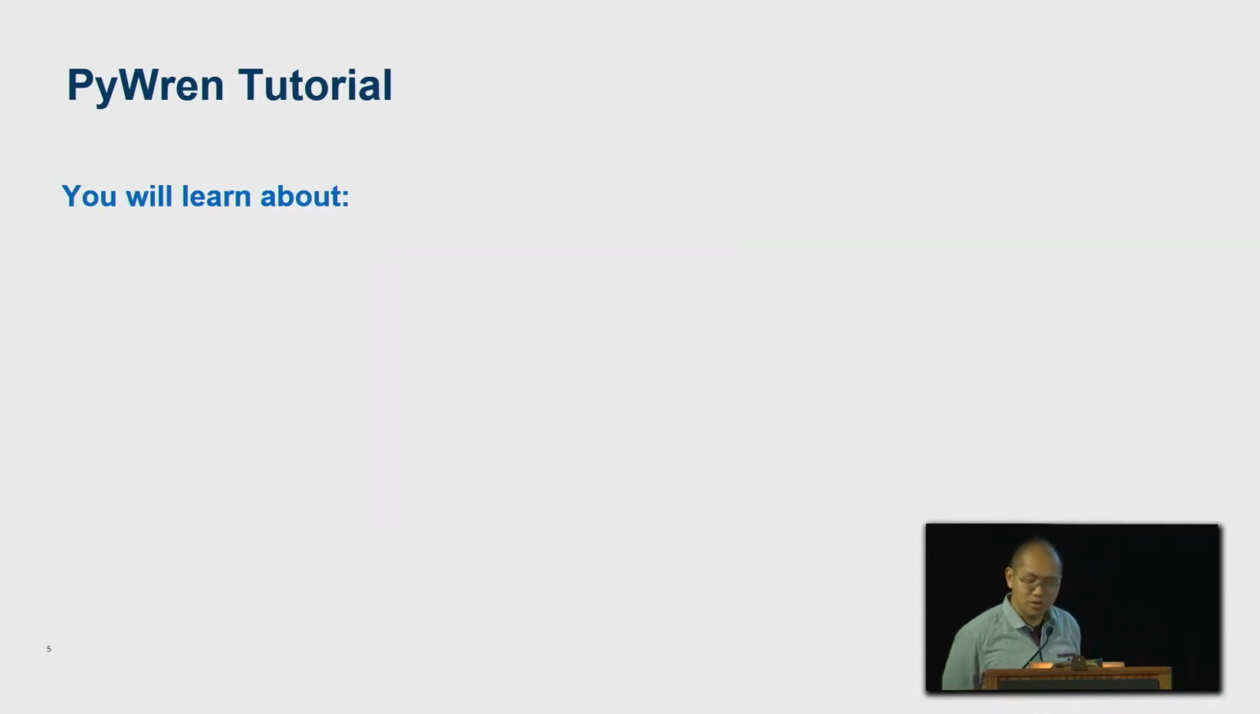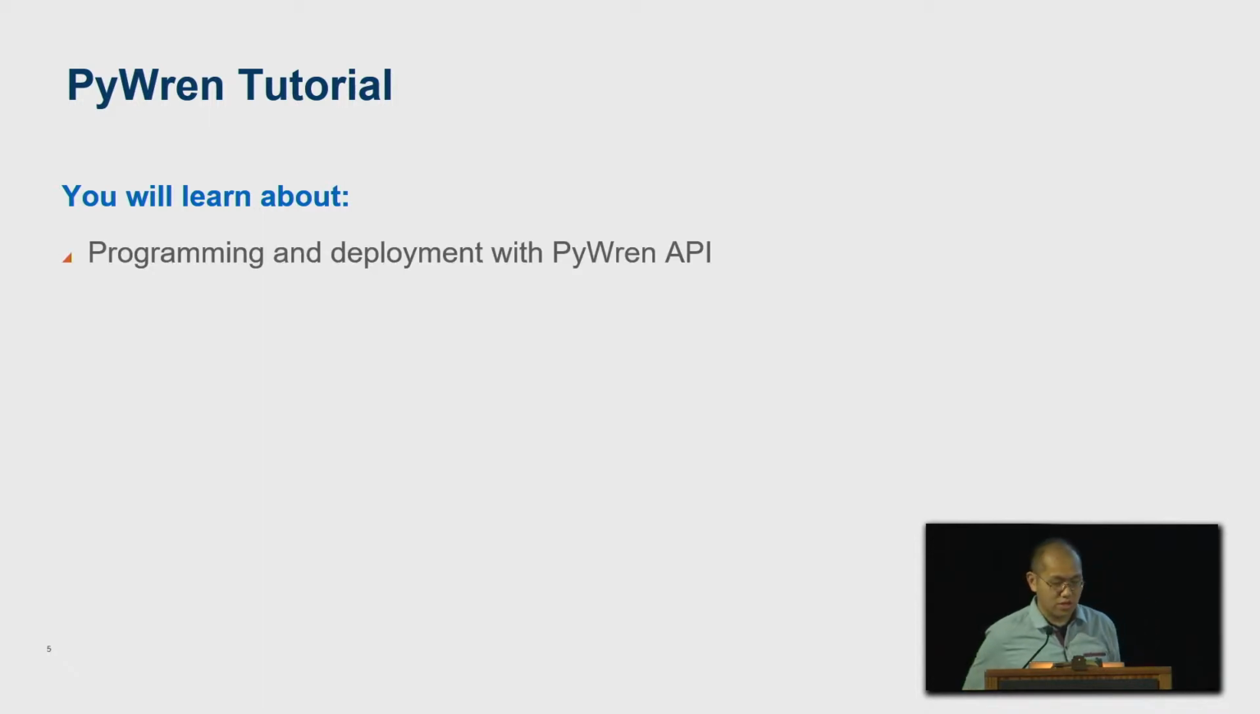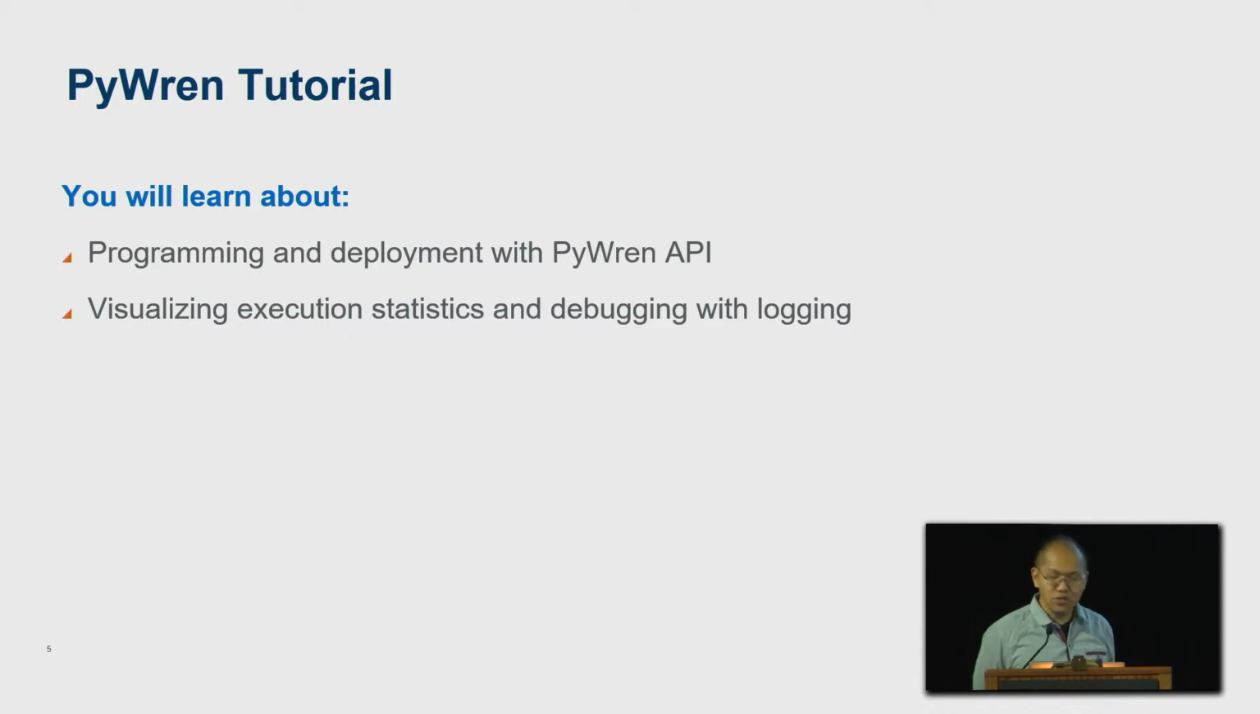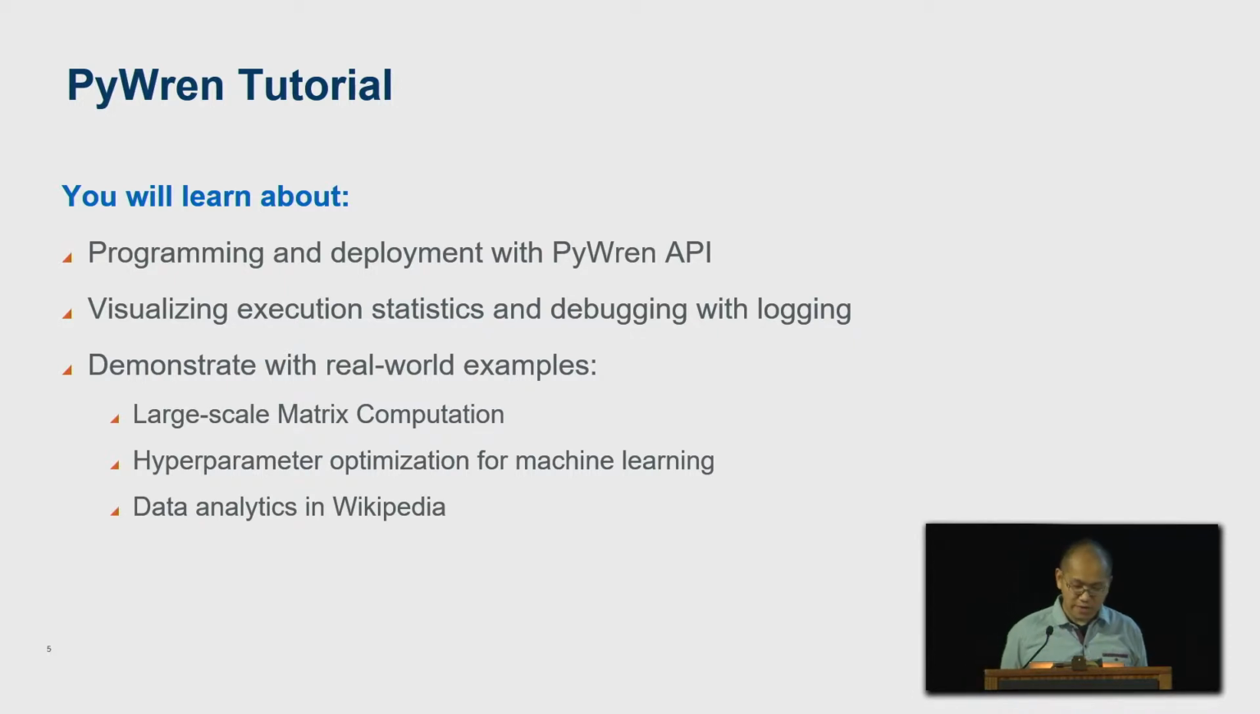In the PyWren tutorial, you'll learn about a few things. First, you'll learn how to program with the PyWren API to write programs in Python, and how to deploy them into the cloud to run as cloud functions. You'll also learn how to visualize these execution statistics and how to debug these executions with the logging provided by PyWren. Then we also demonstrate several real-world examples, including large-scale matrix computations, hyperparameter optimization for machine learning, and data analytics in Wikipedia. So you can pick one of these tutorials and play with it.